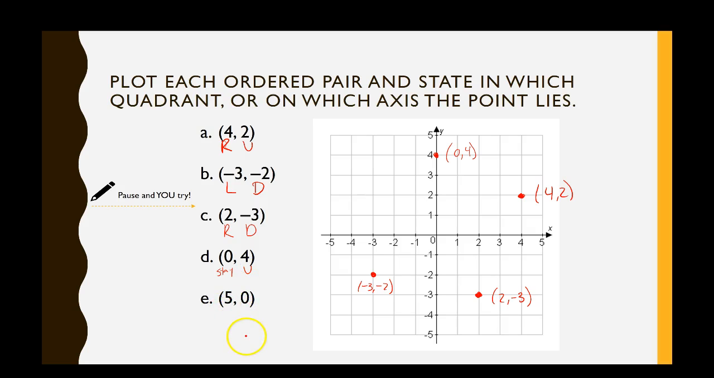5, 0 for E tells me to start at the origin, go 5 to the right, which is over here, but then I have a 0, so I stay there. So that's going to be right here on the x-axis. Okay, very good.